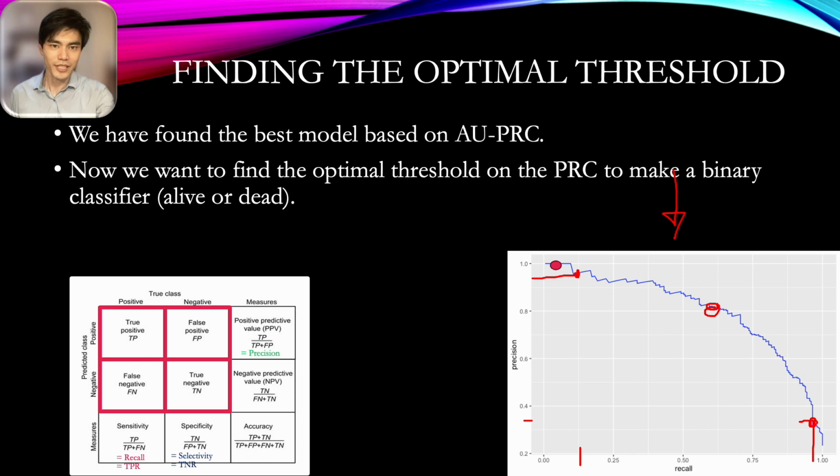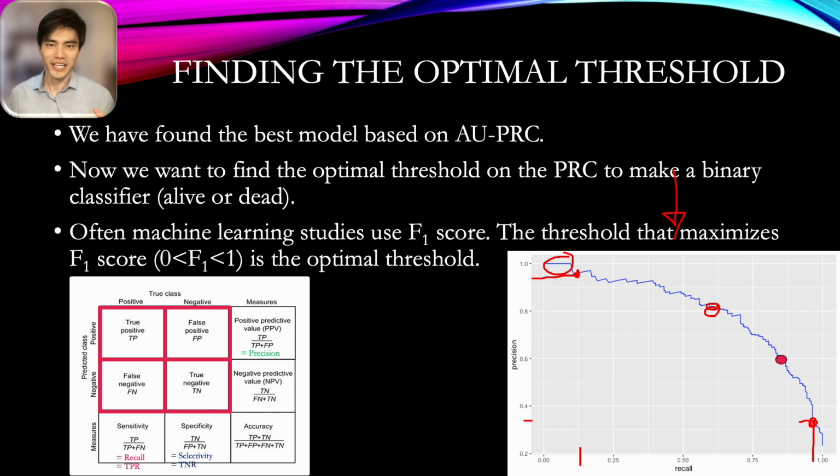So here's a red dot over here, and this red dot will move along the entire curve and find the optimal place that has the right balance for recall and precision. So now our question is, how do we find that right balance? Well, often in machine learning studies, we use something called the F1 score. The threshold that maximizes the F1 score is the optimal threshold. And I'll show you the equation for the F1 score.